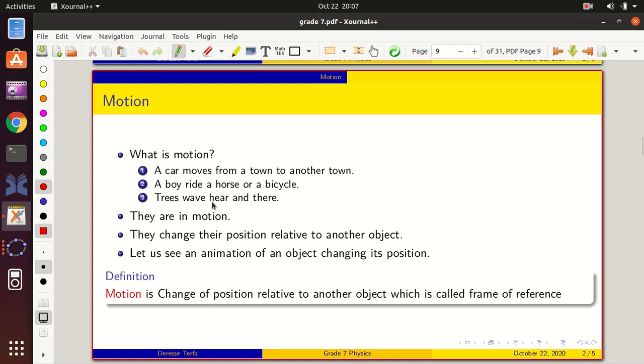Therefore, we can define what motion is. Motion is change of position. It is a change of position relative to another object, which is called frame of reference. Therefore, when we say an object is in motion, it has to change its position relative to another object or another place. This other object is what we call frame of reference.